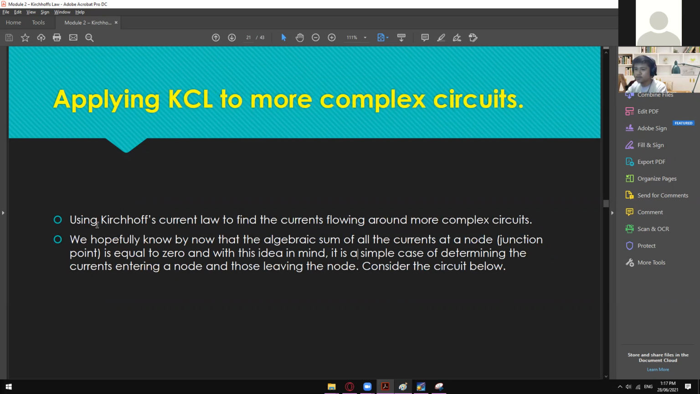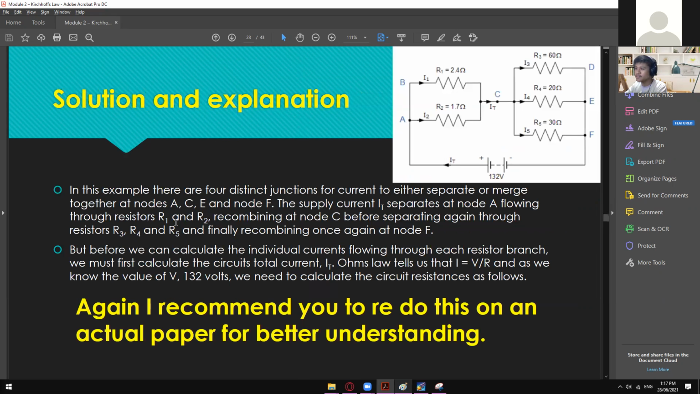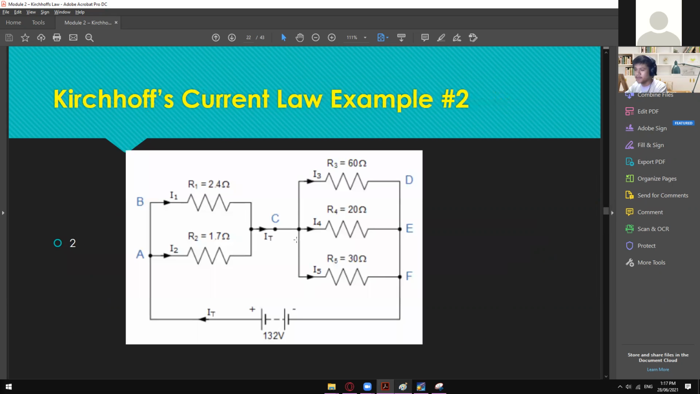The same with this one. I will skip this one since this is just another explanation of how to apply KVL or KCL on a complicated circuit. So let's have this second example now. The question right here is we have to find the individual voltage drops and then the individual currents at the same time: I1, I2, I3, I4, and then I5.